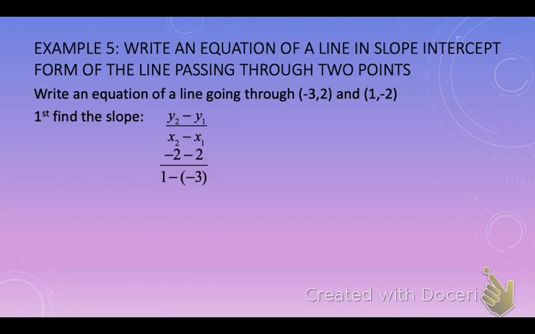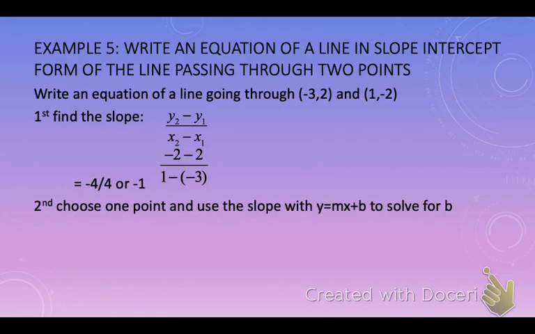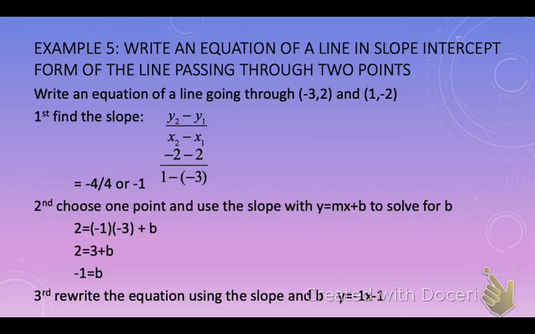So I'm plugging in what I know. So I know my slope. I know my slope is -4/4, -1. And then I'm going to choose one of the points, doesn't matter which one, and I'm going to do what I just did. I'm going to plug it in to solve for b. So I solve for b, and now I'm just going to rewrite my formula again using my slope that I calculated and my b that I calculated.